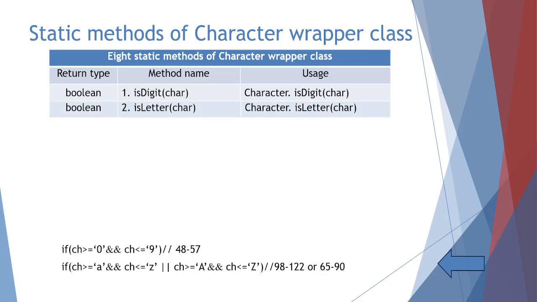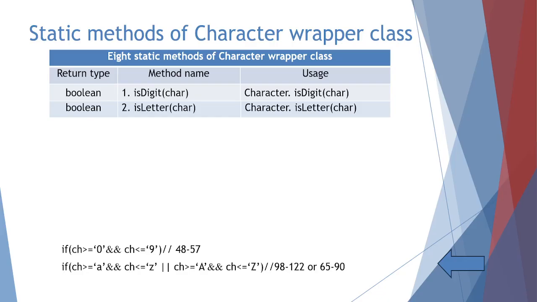The second one is isLetter. isLetter returns boolean, and it is a static method. So we use Character.isLetter and we send the character.